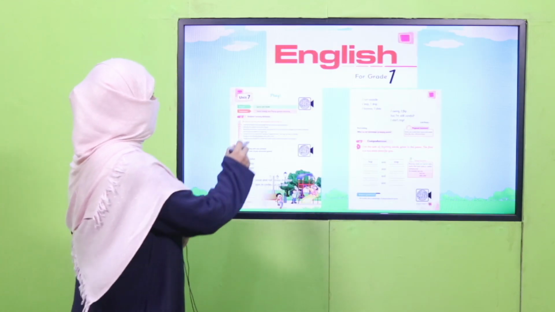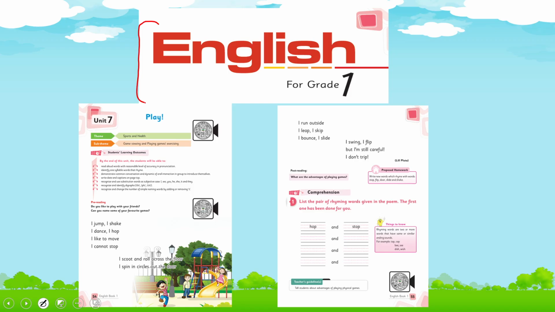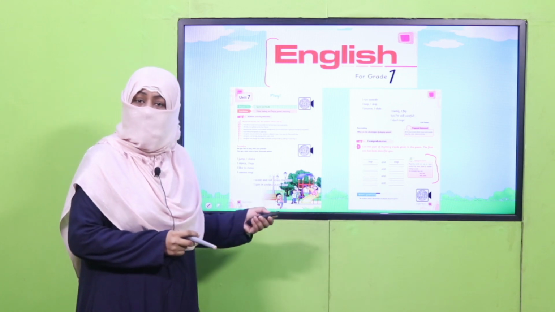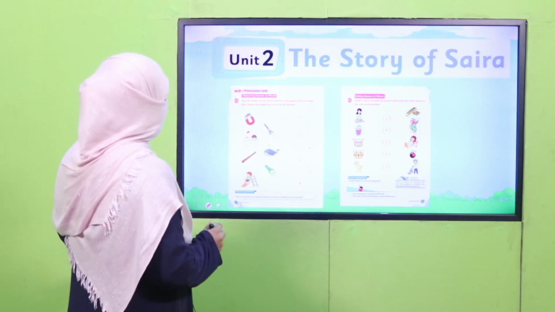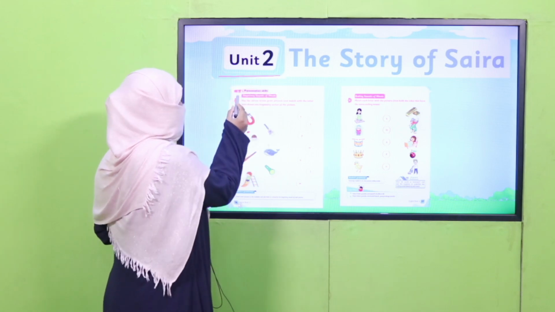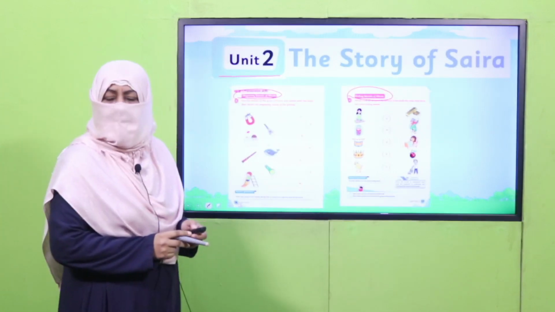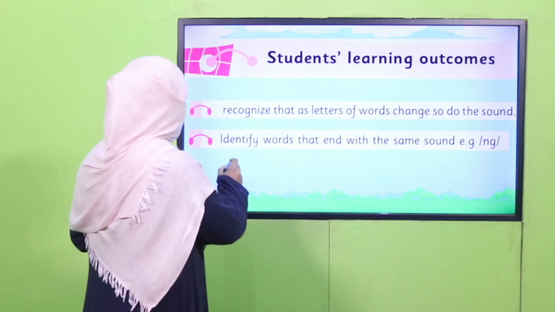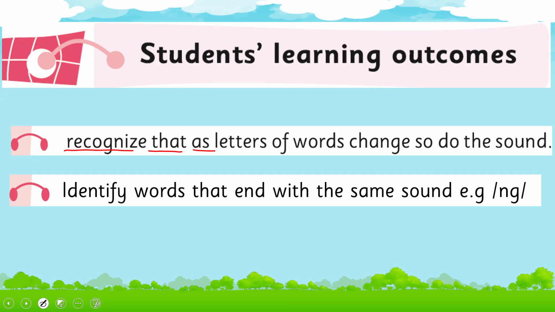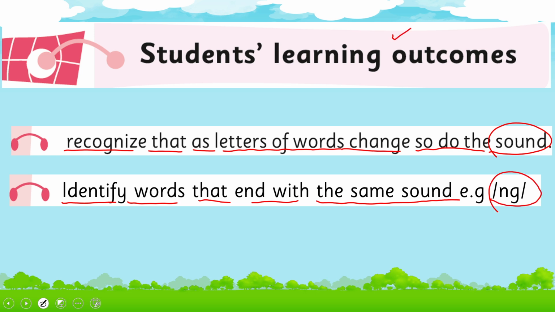Before this, in your previous class, English for grade 1, I taught you a poem and I taught you about rhyming words. I hope you remember. If not, you may watch this video again. Today, we'll learn further. In Unit 2, I also taught you about beginning sounds of the word and ending sounds of the word. Remember? So today, we'll merge these two concepts and we'll learn further to recognize that as letters of a word change, so does the sound. And we'll also identify words that end with the same sound, for example, NG. These are our today's SLO.